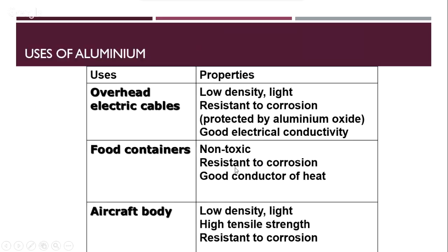They are conductors of heat as well. So they are used to make containers, utensils, aircraft bodies, rocket bodies, or for long travels where fuel efficiency is very important. Low density, light aluminium comes in very handy at these positions.